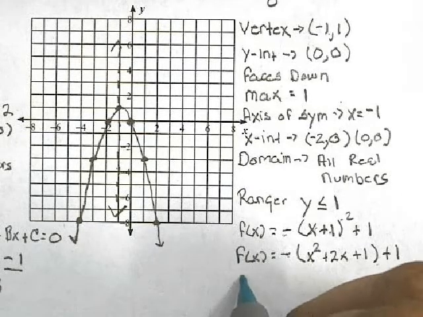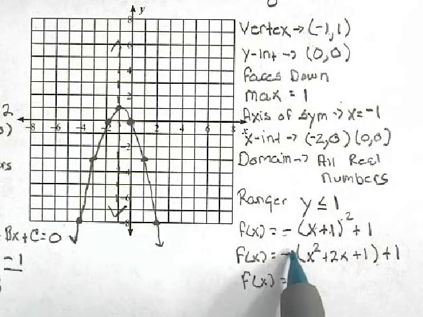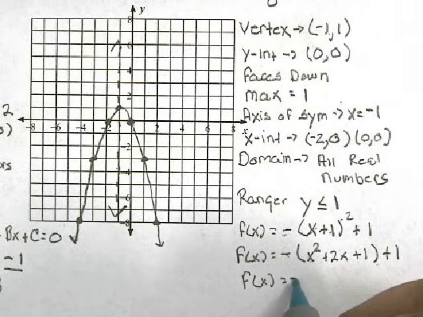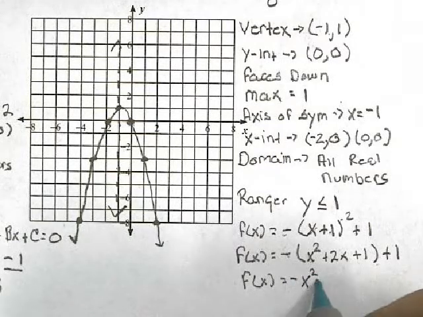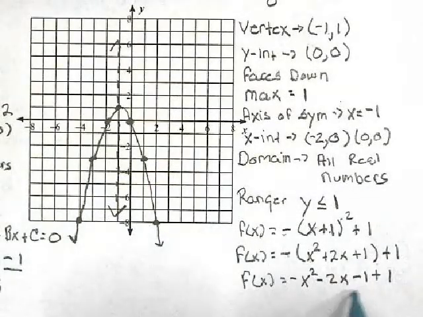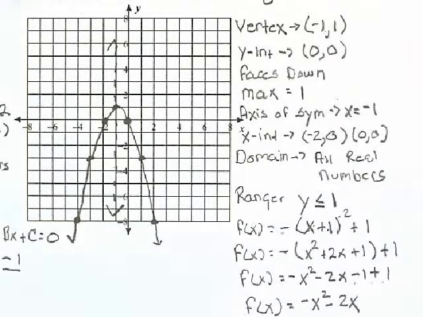We do that last because we have to distribute. Right. So we have f of x. Now, this is like distributing negative 1. Multiply everything in here by negative 1, which would give you negative x squared minus 2x minus 1 plus 1. Negative 1 plus 1 is 0. So you have f of x is equal to negative x squared minus 2x. We are now in standard form. And that's it.